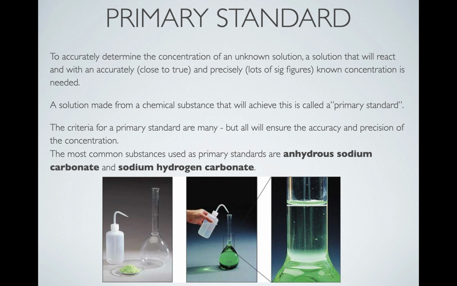We need something that is reliable. So to accurately determine the concentration of an unknown solution, a solution that will react with an accurately and precisely known concentration is needed. So a solution made from a chemical substance that will achieve this is called a primary standard. So primary standards are special. They're a really good starting point.